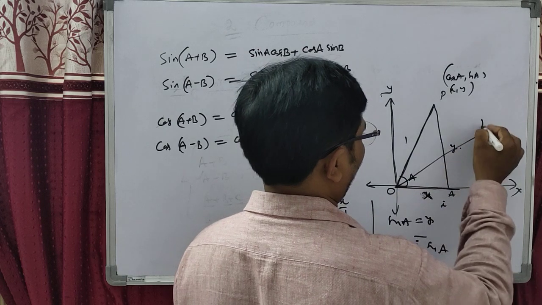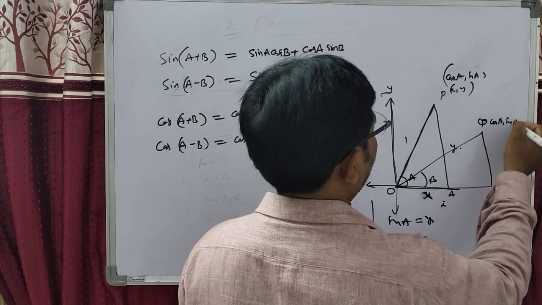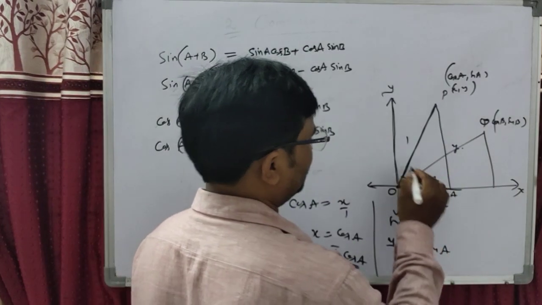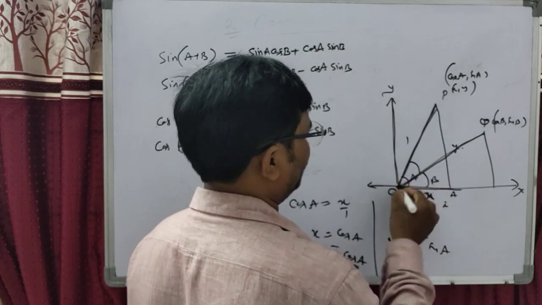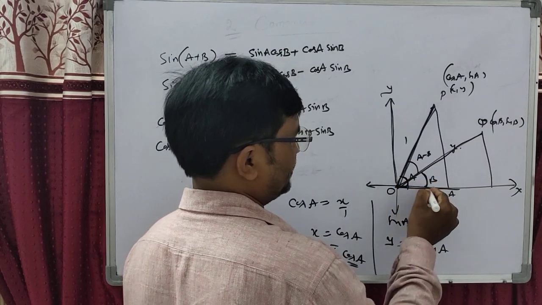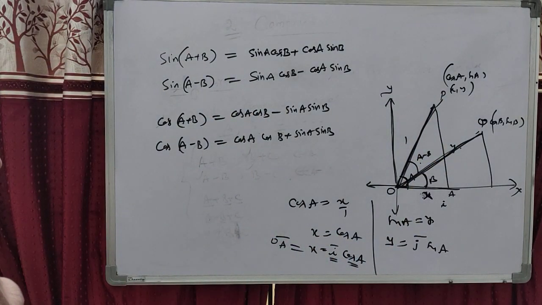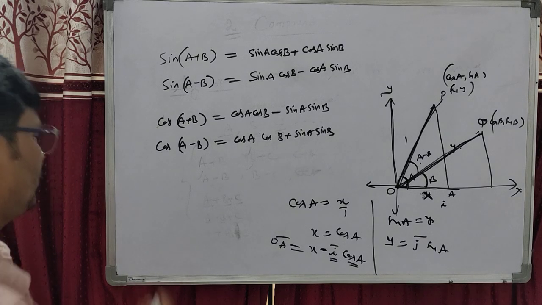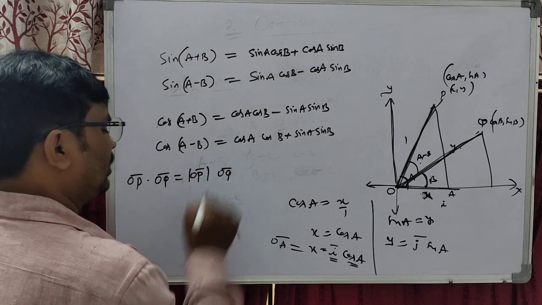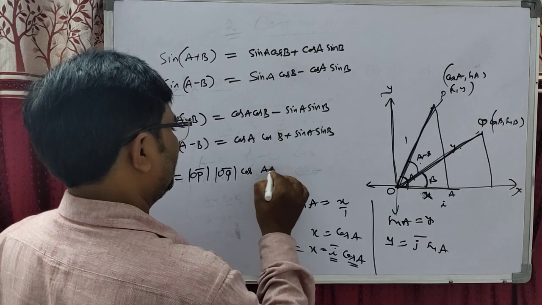Similarly, we take the point Q like this, making an angle B, that is cos B, sin B. The total angle is A, and this is B. The angle between OP and OQ is A minus B. First, we find OP bar dot OQ bar, which is mod OP bar times mod OQ bar times the cos of the angle between OP and OQ, A minus B.